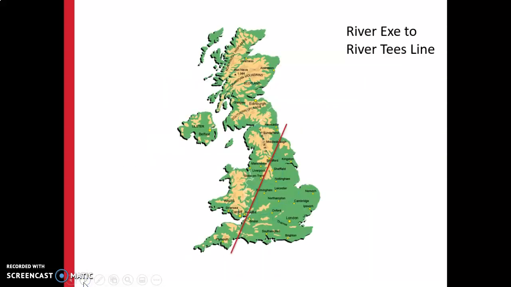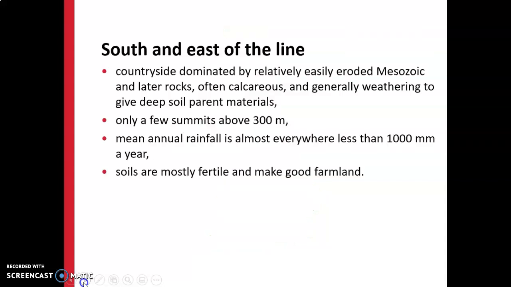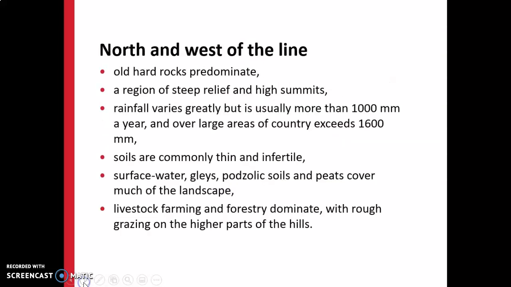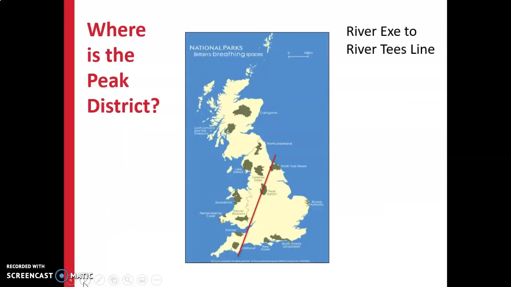So this is the Exe-Tees line, which we often talk about as splitting the UK into two parts in terms of geology, landscape, land use, and many other things. Some characteristics of what's north and south of the line. Whereas the Peak District, well, it's right in the middle, or right on top of the line of the Exe and Tees.